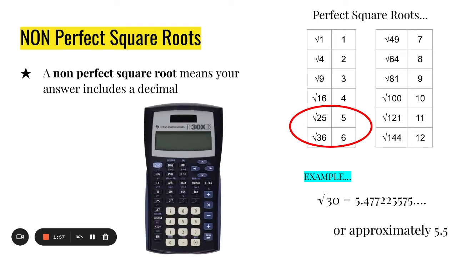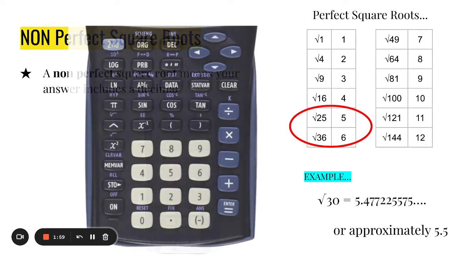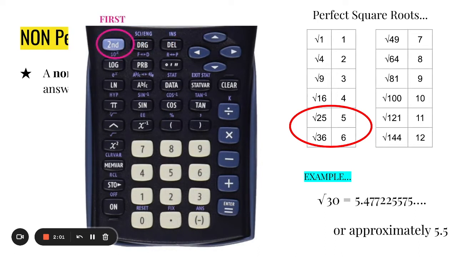Just a reminder, you can find non-perfect square roots on a calculator by hitting the second button, followed by the x squared, which has your root symbol, and then type in the number that you want the square root of.